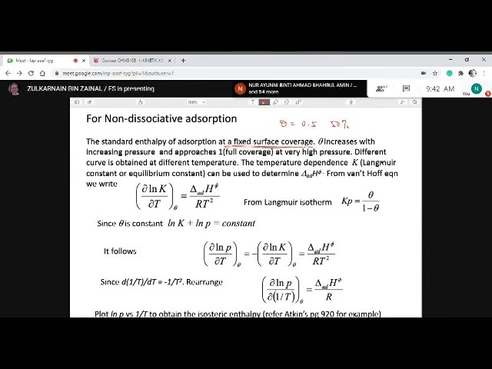Let's say you have fixed that at 50%. You can also fix at a different value. You can also fix at 40%, 30%, and so on. But you fix a certain surface coverage. Okay.